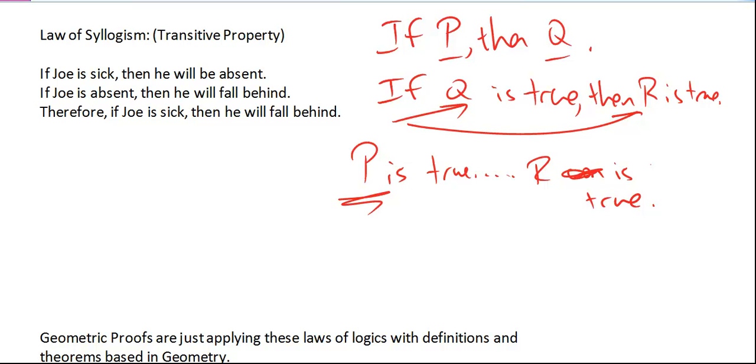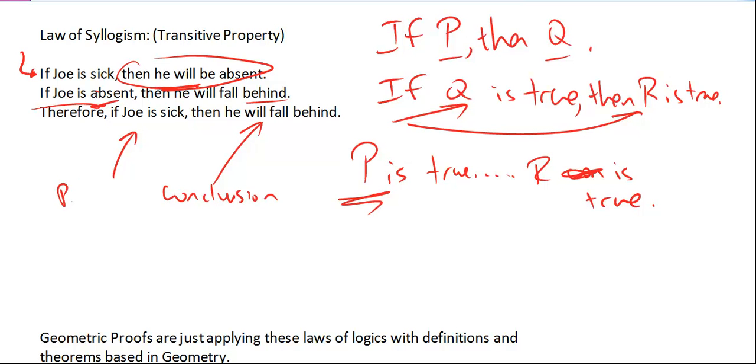Here's an example of one that's not mathematical. If Joe is sick, then he will be absent. If Joe is absent, then he will fall behind. So if Joe is sick, the only possible conclusion is that he'll be absent, based on the statement, of course. If he is absent, which he is because he's sick, then we know he must fall behind. That's the only possible conclusion that can come from the premise of Joe being sick being met. That's the only thing that could possibly happen.